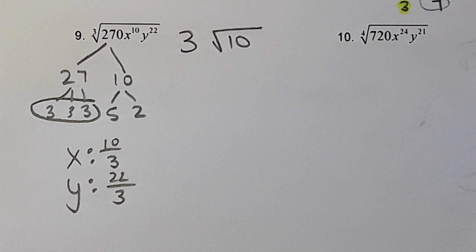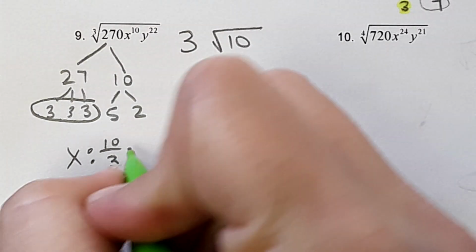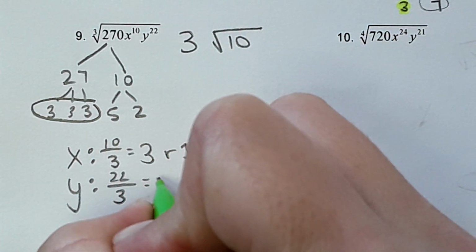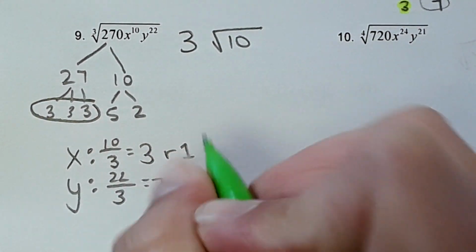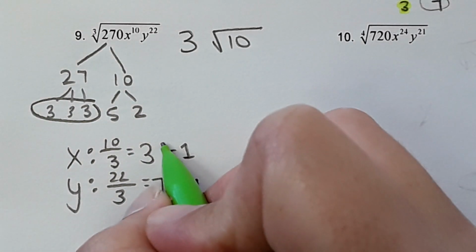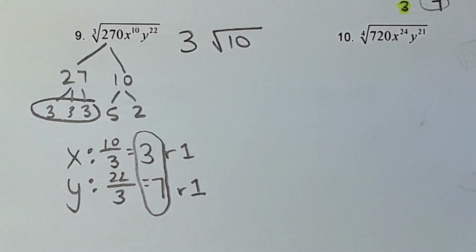Okay. Set these up. Divide, we get 3, remainder 1. And 7, remainder 1. So these get to come out.